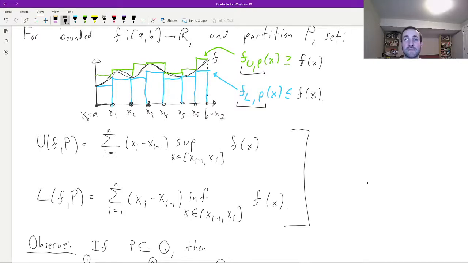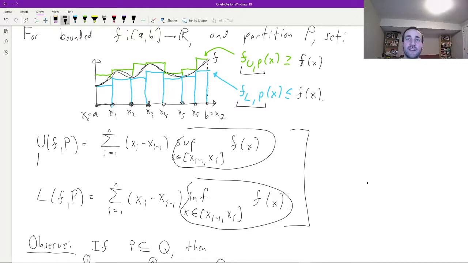The green curve is sort of the obvious function that's above f. That is, for every interval, the green curve takes the biggest value, or rather the supremum of f on the same interval. So that's what I've written here. I have this supremum, this infimum, and so on. So that's defining my functions green and blue.